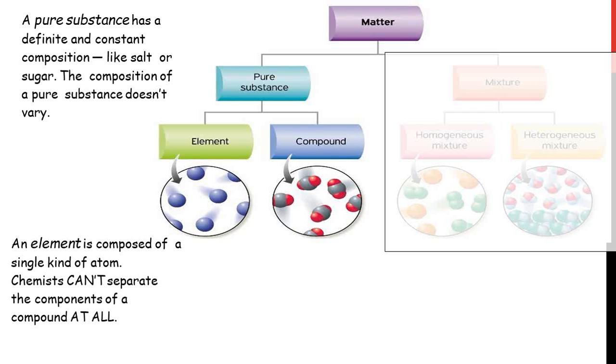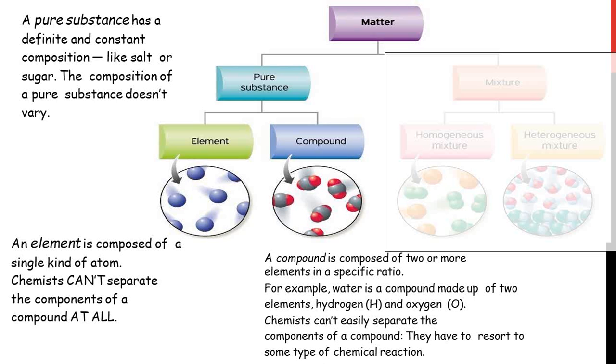Okay, if we make a comparison between them. A compound is composed of two or more elements in a specific ratio. For example, water is a compound made up of two elements, which are hydrogen and oxygen. Chemists can't easily separate the components of a compound. Also, like an element, they have to resort to some type of chemical reaction. So we can make some difficult reaction under certain conditions to separate the components of a compound.